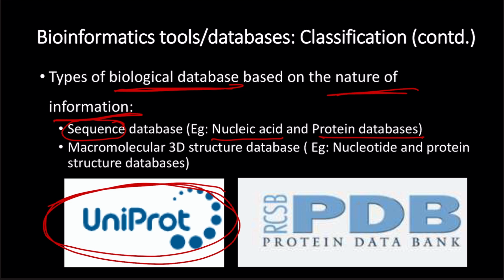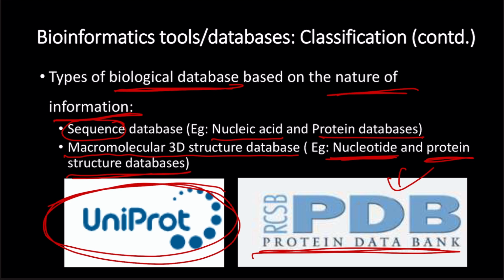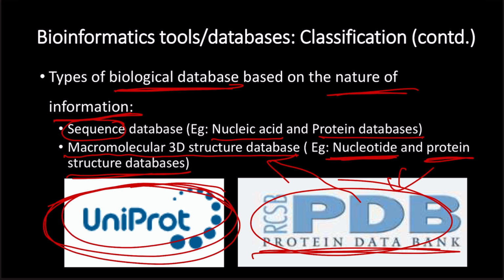Next is another type of database, that is macromolecular 3D structure database. In this we will get the information about the structure of different compounds. So for example, we can have examples like nucleotide database, because in this we will see the structure of the nucleotide, and we will also see the protein structure database. One such example is the Protein Data Bank, which is an example of macromolecular 3D structure database. I will be discussing these two databases in detail in the upcoming slides also.